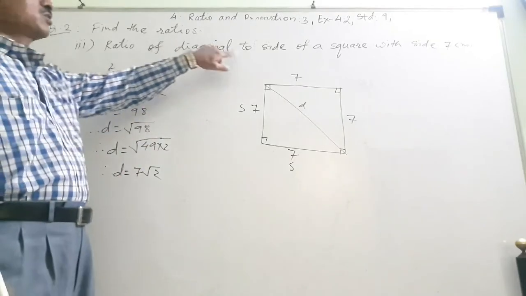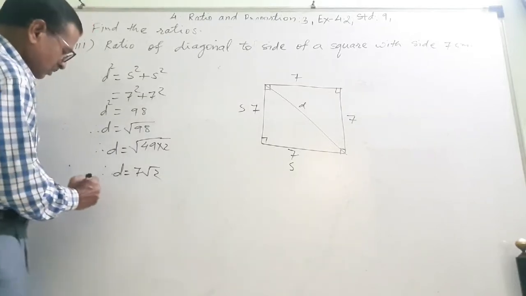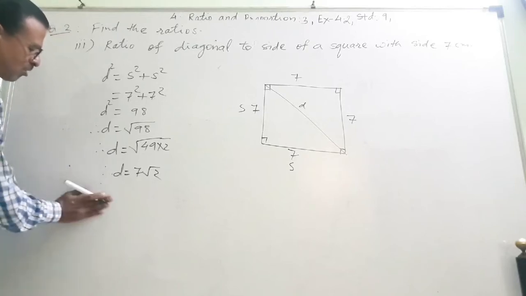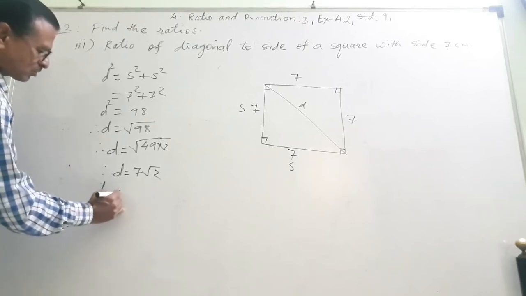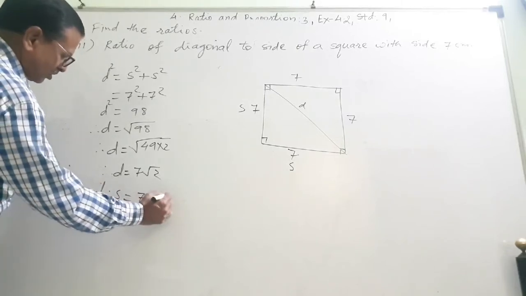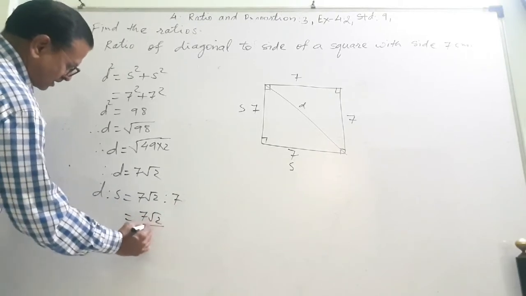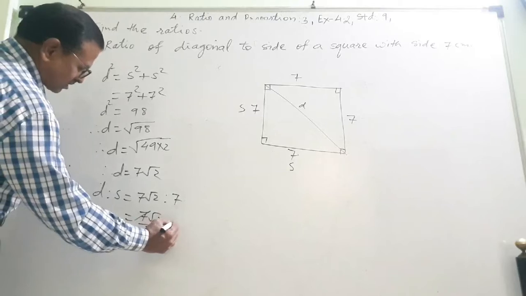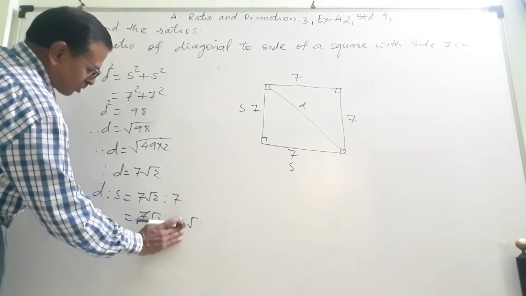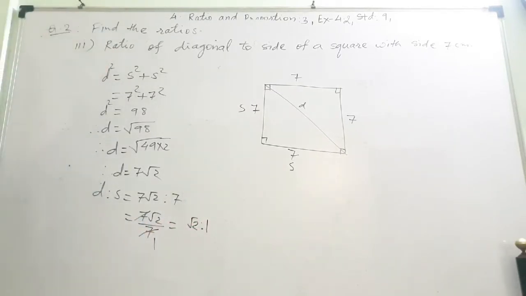Ratio of diagonal to side. What ratio do I want? Diagonal is to side is equal to, diagonal is how much? 7 root 2. Is to side is 7. So that is equal to 7 root 2 upon 7. This will cut, that is equal to root 2 is to 1. So this is that ratio.